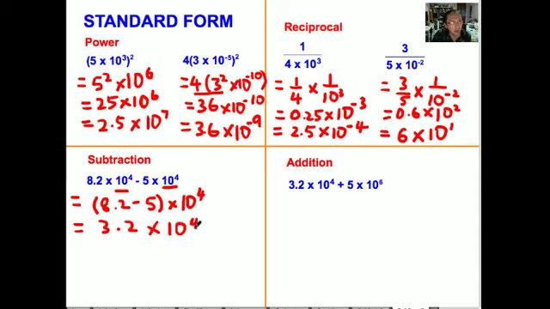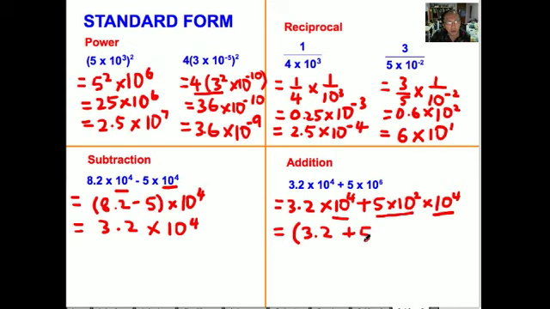In this case here, we have different powers of 10. We need to make a common power of 10. Thus, we can write 10 to the power of 6 as 10 to the power of 2 times 10 to the power of 4. Thus, we have a common power of 10. And now we have 3.2 plus 500 times 10 to the power of 4. This gives us 503.2 times 10 to the power of 4.